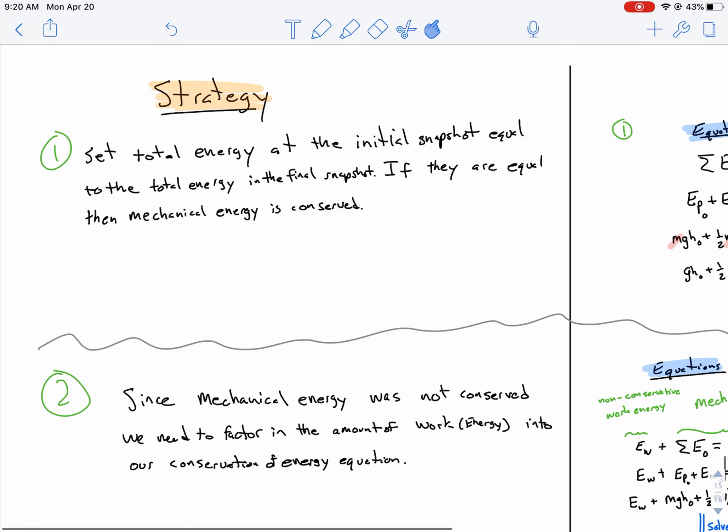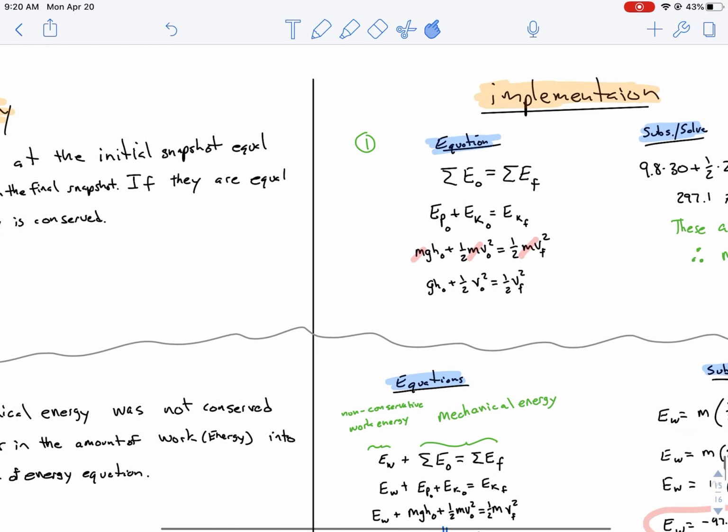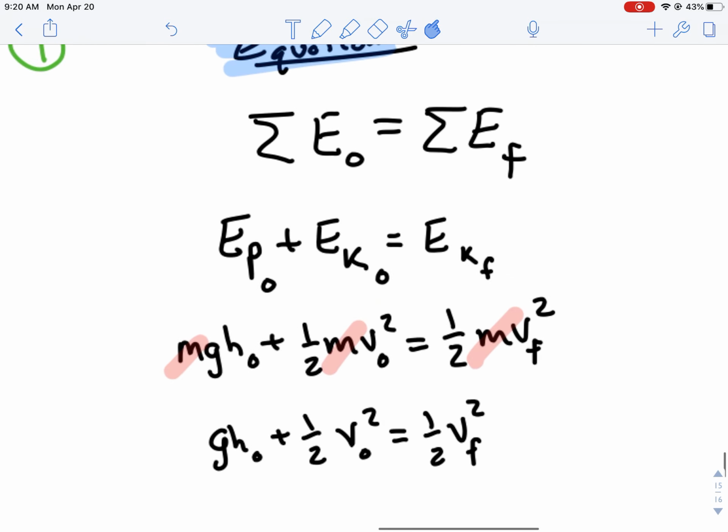So here's how my strategy is going to look. I want to look at how much energy we have to start and how much energy we have at the end. And again, it's not individual energies, it's total energies. So I'm basically going to set the energies equal. Here at the beginning, the energy has to equal the final energy. The beginning energy was kinetic plus potential. My final energy was kinetic only because it has no height.